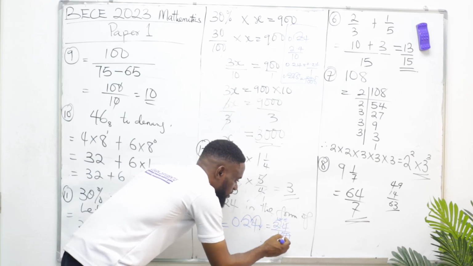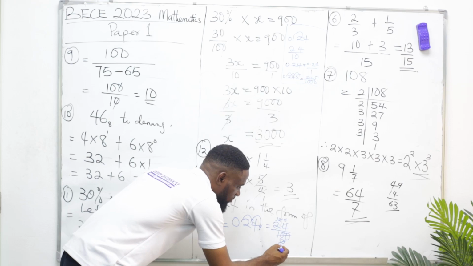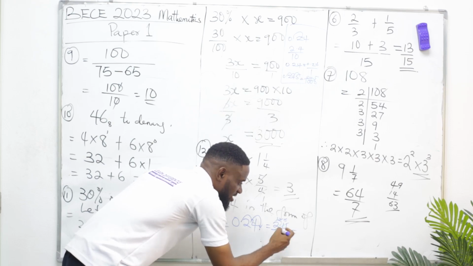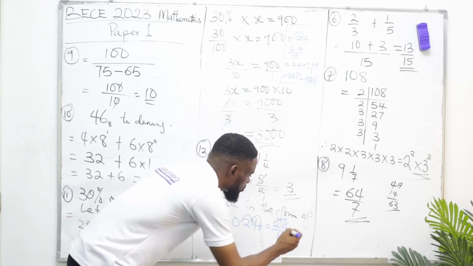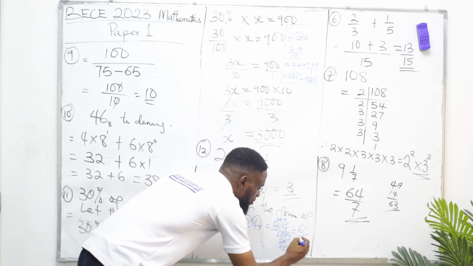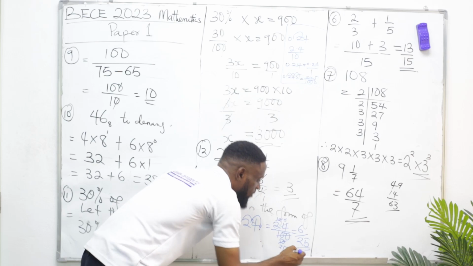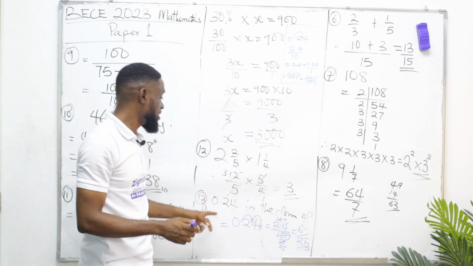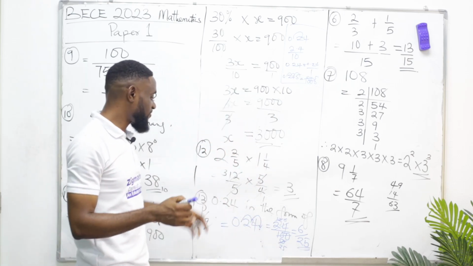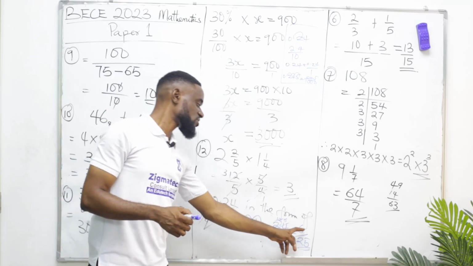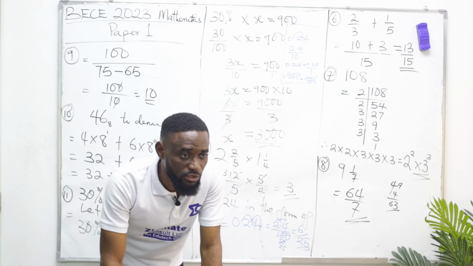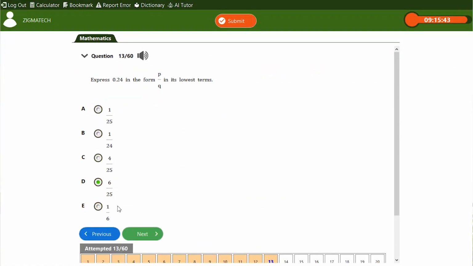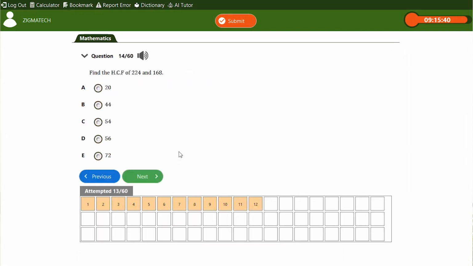2 into 12 is 6, 2 into 50 is 25. So 6 and 25 don't have a common factor. So it will now be 6 over 25 as our final answer. So we have expressed 0.24 in the form of P over Q, 6 over 25, okay? So our correct option is 6 over 25, option D. All right? Okay, let's move to the next.